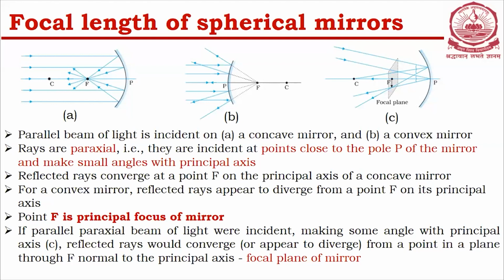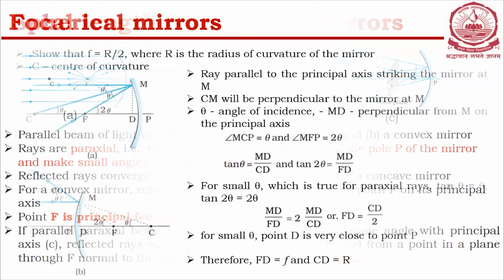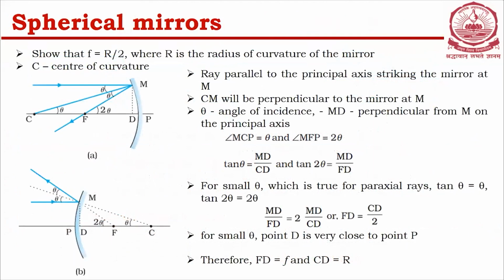Okay, hope it's clear. So the next thing is how this focal length F is equal to the radius of curvature divided by 2. Half of the radius of curvature is equal to the focal length. So how to prove this? In order to prove this, let us take a ray parallel to the principal axis.